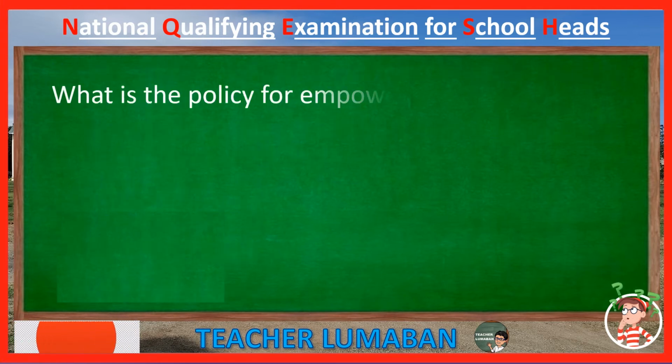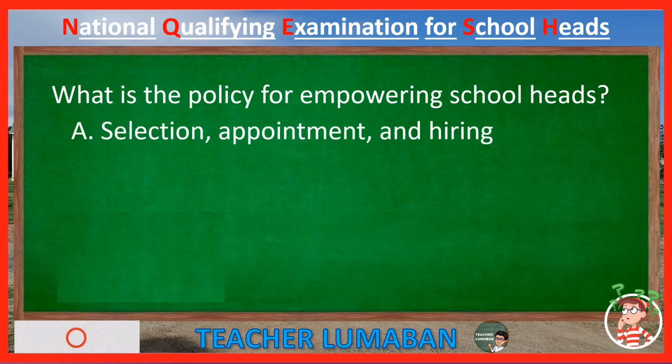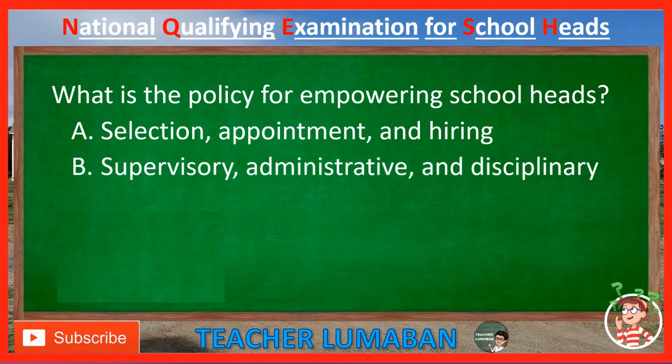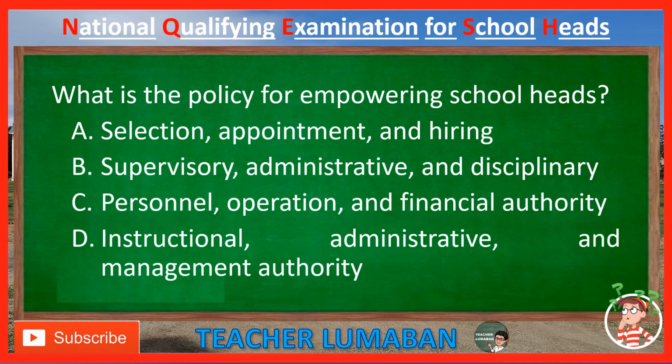What is the policy for empowering school heads? Letter A, selection, appointment, and hiring. Letter B, supervisory, administrative, and disciplinary. Letter C, personnel, operation, and financial authority. Letter D, instructional, administrative, and management authority. Choose the suitable answer based on the given choices in 5 seconds.